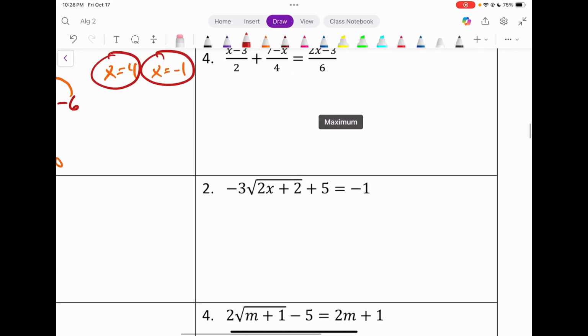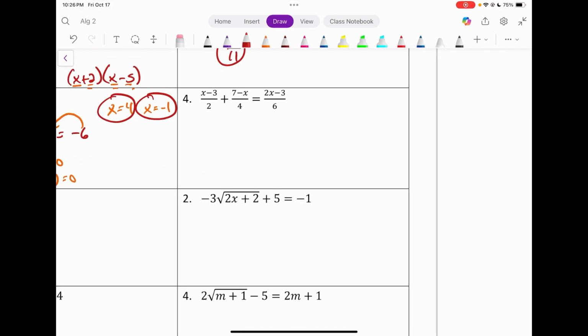Now, sometimes we can turn things into proportions. Like here, we don't have a fraction equal to a fraction. We have a couple of fractions being added that equals a fraction. So what we can actually do is find common denominators. Don't remember how to do that? The bottoms have to be the same. So what I'm going to do here is multiply top and bottom by 2. That gives me 2x minus 6 over 4 plus 7 minus x over 4. Once the bottoms are the same, now we can add them.